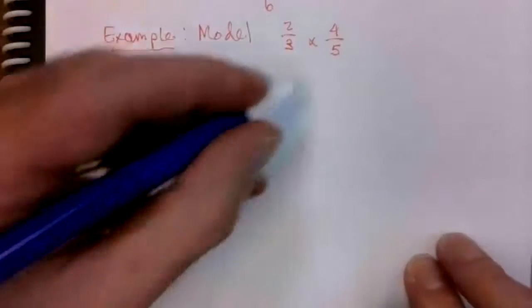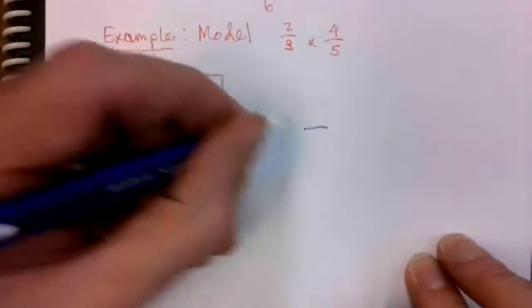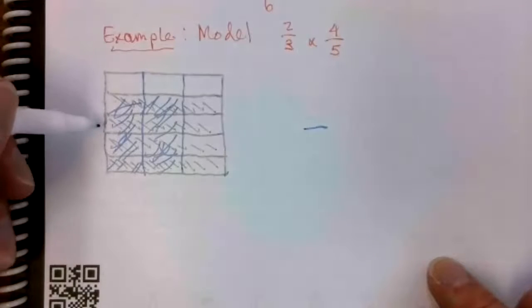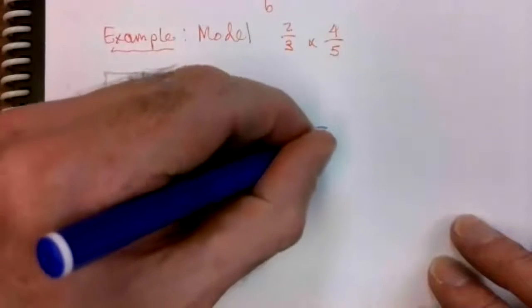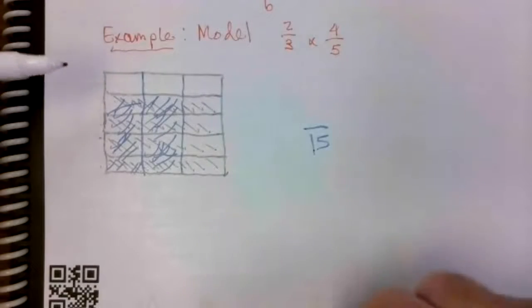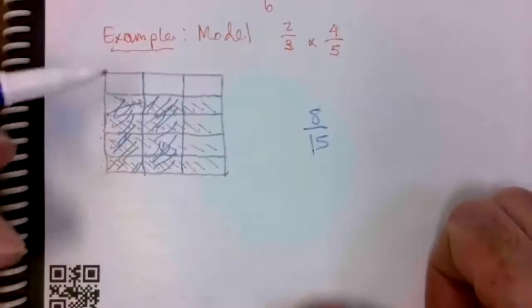Okay, so how many pieces are there altogether in this new picture? 15 pieces altogether, right? Because we have 1, 2, 3, 4, 5 rows and 3 columns. So that's 15 total pieces. And how many pieces are double shaded? 8 pieces are double shaded.